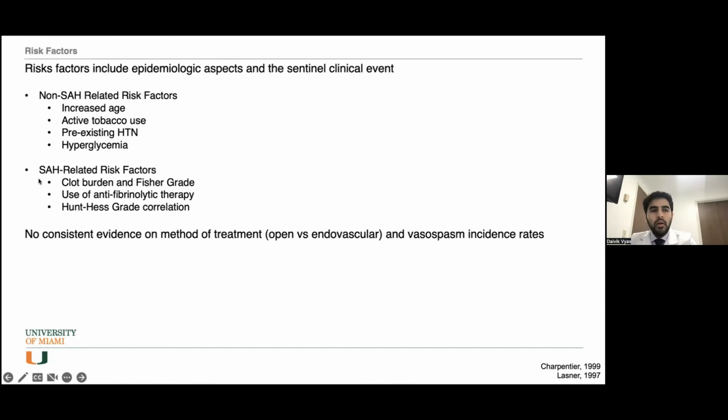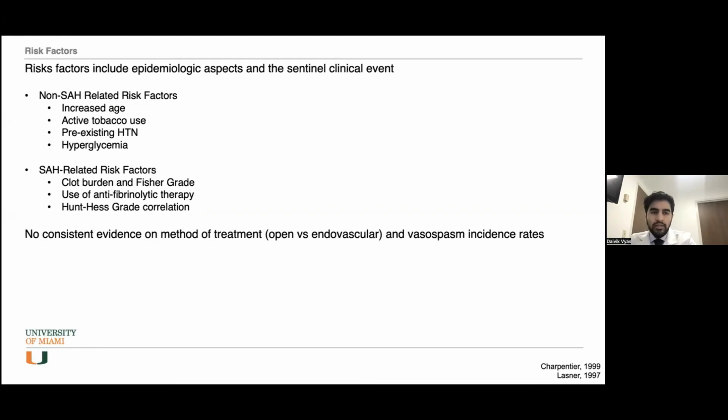So we go a little bit into the epidemiology of vasospasm events, and we note that there are clinical and non-clinical risk factors that are related to it. Non-clinical risk factors include increased age, active tobacco use, which is an independent risk factor, pre-existing hypertension, as well as hyperglycemia. And then the clinical risk factors from subarachnoid bleeds include clot burden of the Fisher grade itself.